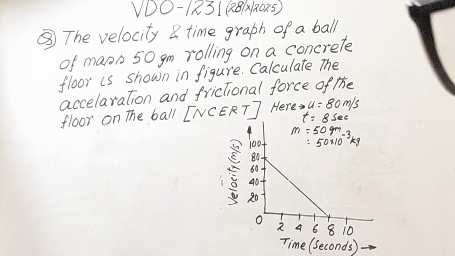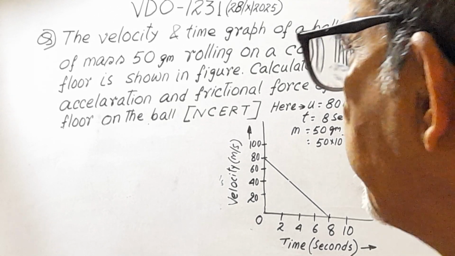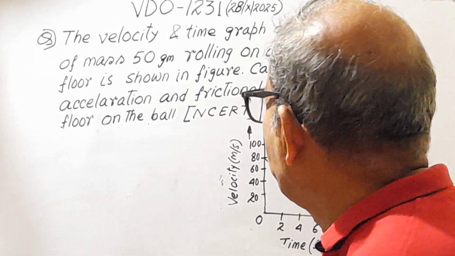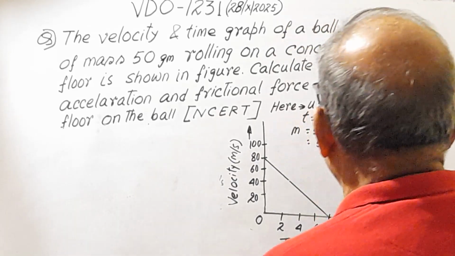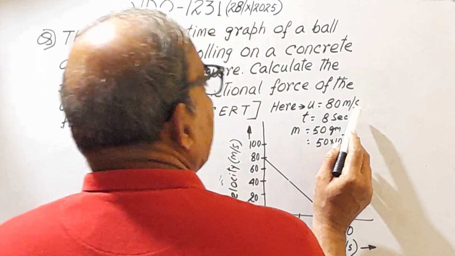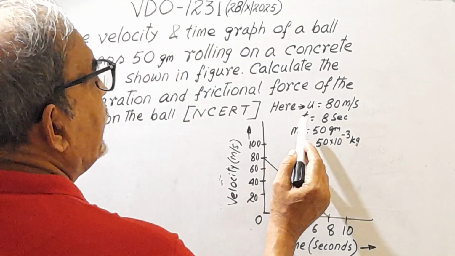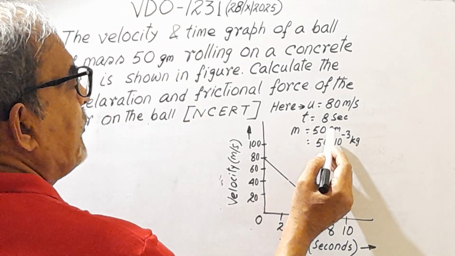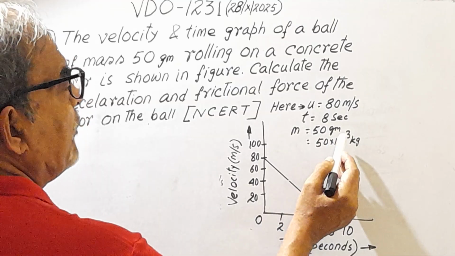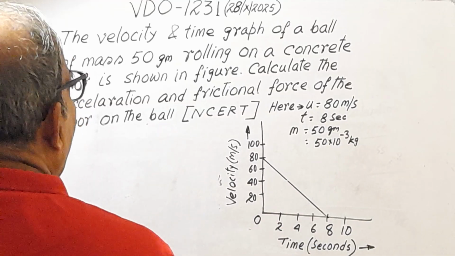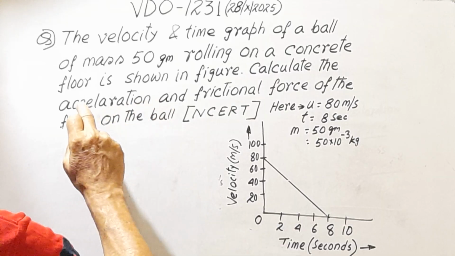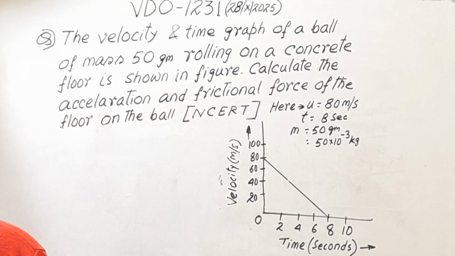प्यारे बच्चों, it is a velocity versus time graph problem. According to the question, I have written initial speed is 80 meter per second. It is given t equal to 8 second and mass equal to 50 gram, equal to 50 into 10 to the power minus 3 kg. Now we know this question asks for acceleration and frictional force.